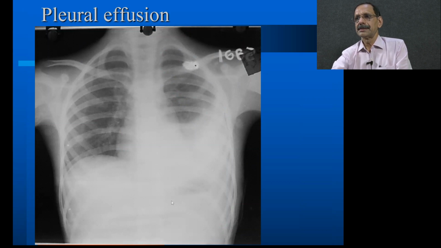This is a pleural effusion. The shadow is quite dense, and there is an upper level in the axilla. Actually, we expect a mediastinal shift, which is not much here, but each and every finding may not be there in all X-rays, so the student should be careful about that.